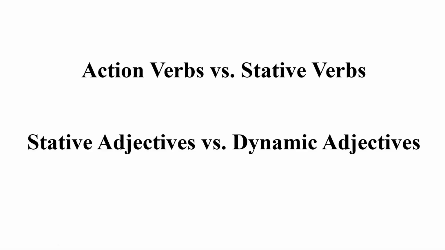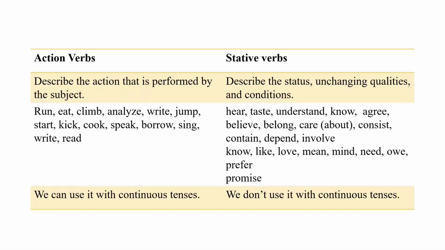Dear English learners, today in this video we are going to learn about two types of verbs and two types of adjectives. First, we are going to discuss the differences between action verbs and stative verbs. Then we are going to learn the differences between stative adjectives and dynamic adjectives. Now look at this table. You can see action verbs in the first column and stative verbs in the second column.